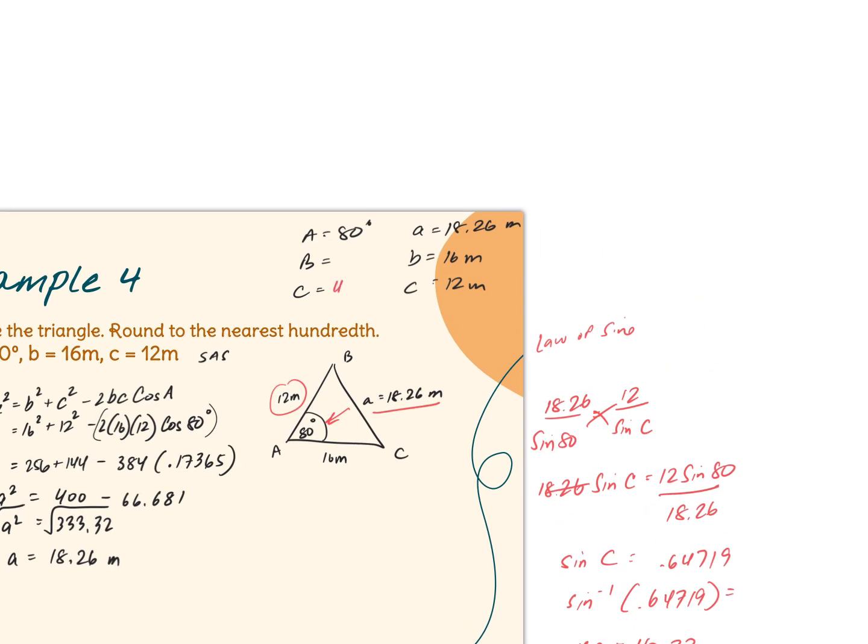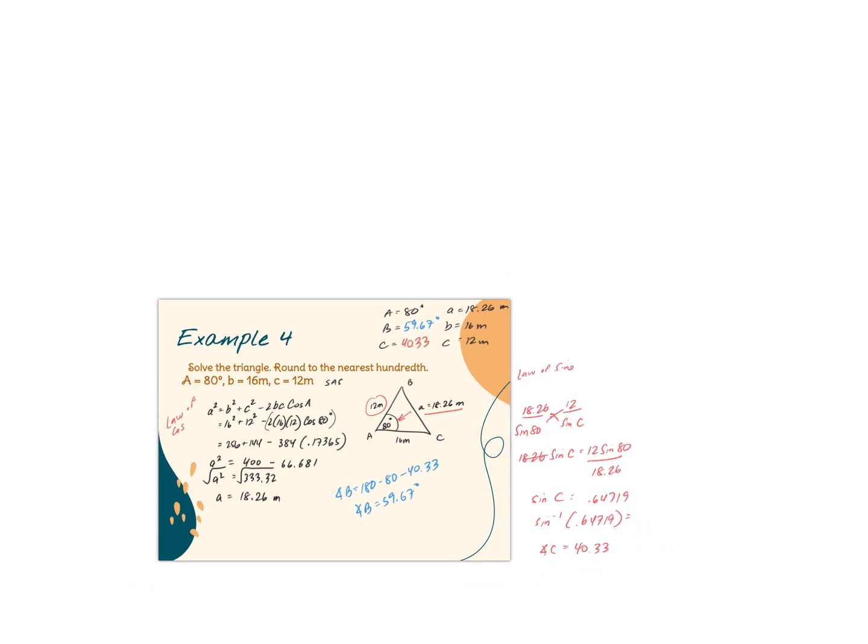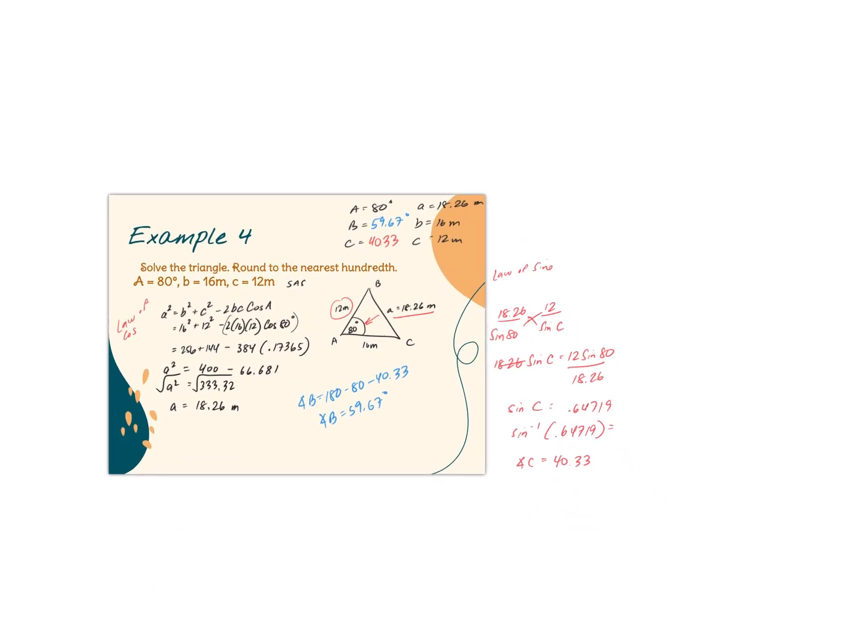So again, 40.33. And then you're going to do angle B, which is going to be 180 minus 80 minus 40.33. And you're going to get that angle B equals 59.67 degrees. And there you go. So again, you solved another triangle using that same pattern over and over and over again.